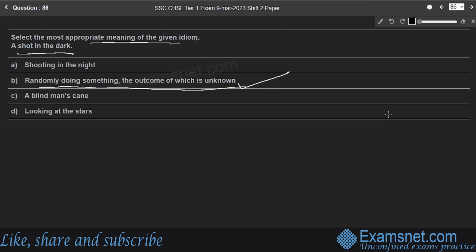For example, I wasn't sure which answer was correct. So I took a shot in the dark and picked option C. When answering any question, if I say I wasn't sure which answer was correct, so I took a shot in the dark, right? So I picked some option, right? Therefore, option B is the right answer. So randomly doing something, the outcome of which is unknown, means a shot in the dark.